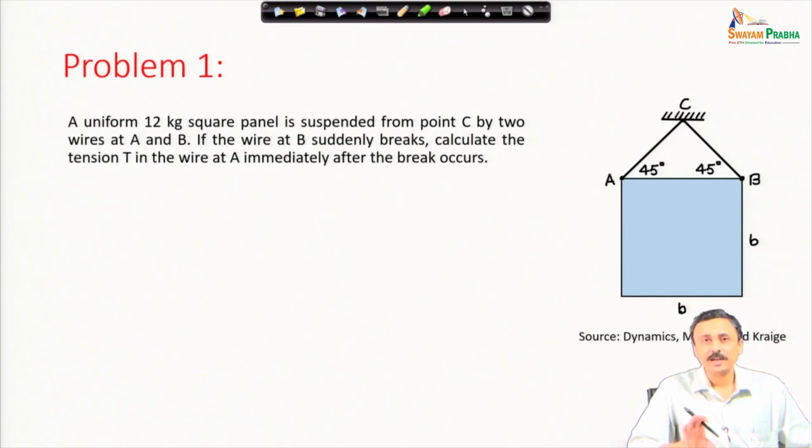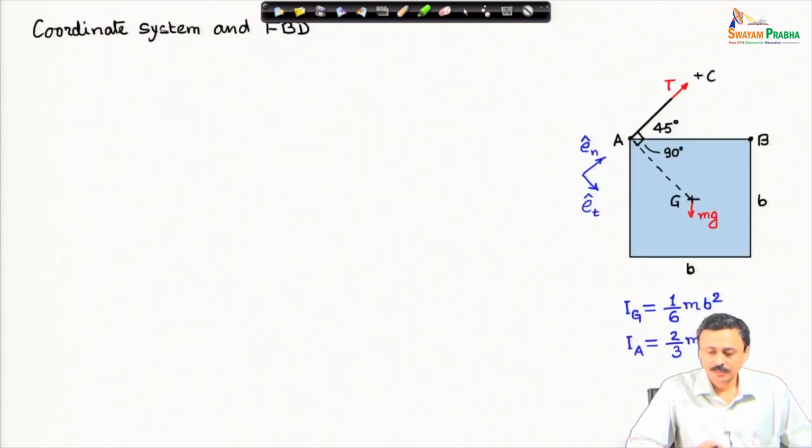Therefore, we will consider that in the short time duration in which I am analyzing this problem and trying to find out the tension in the wire AC, the plate has not gained any angular velocity. It has not started to move, it is still at rest. We consider this coordinate system, the tangent normal coordinate system, as I have shown here.